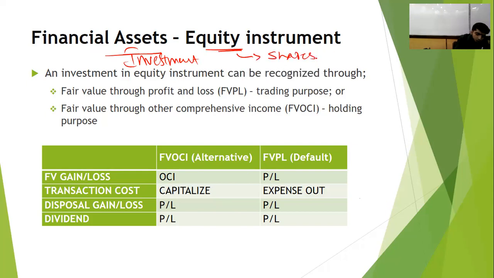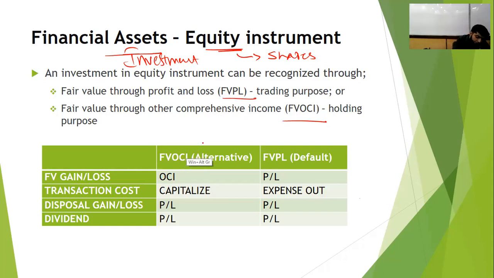What does it mean? If you are purchasing the shares of another company, how do you account for these investments in your financial statements? So let's have a look. We have two options. IFRS has given two options. Either we will recognize this investment through fair value through P&L, or we will recognize fair value through OCI. We have two different options. Is there any difference? Yes, sir. What is the difference? I have summarized this one for you.